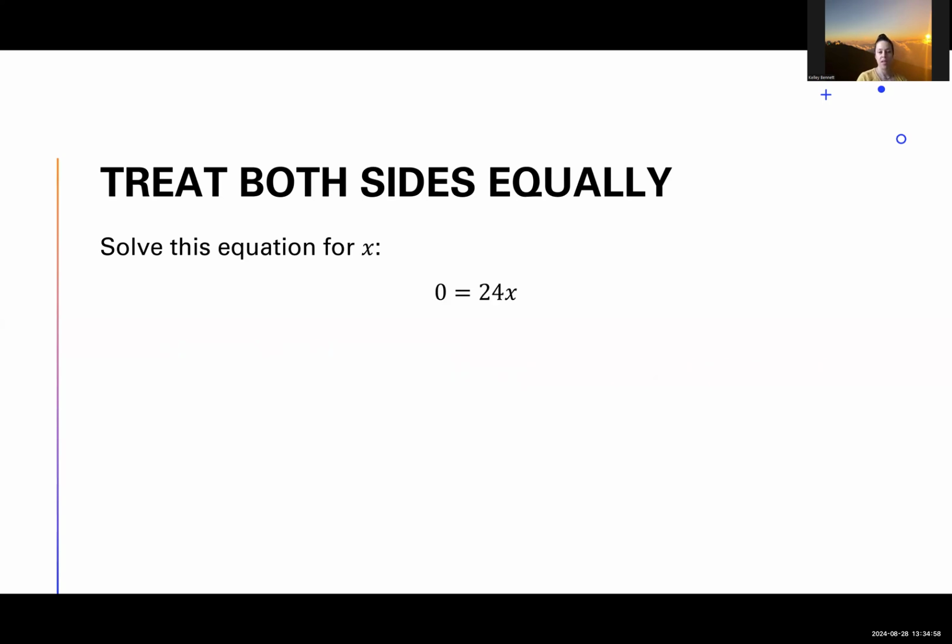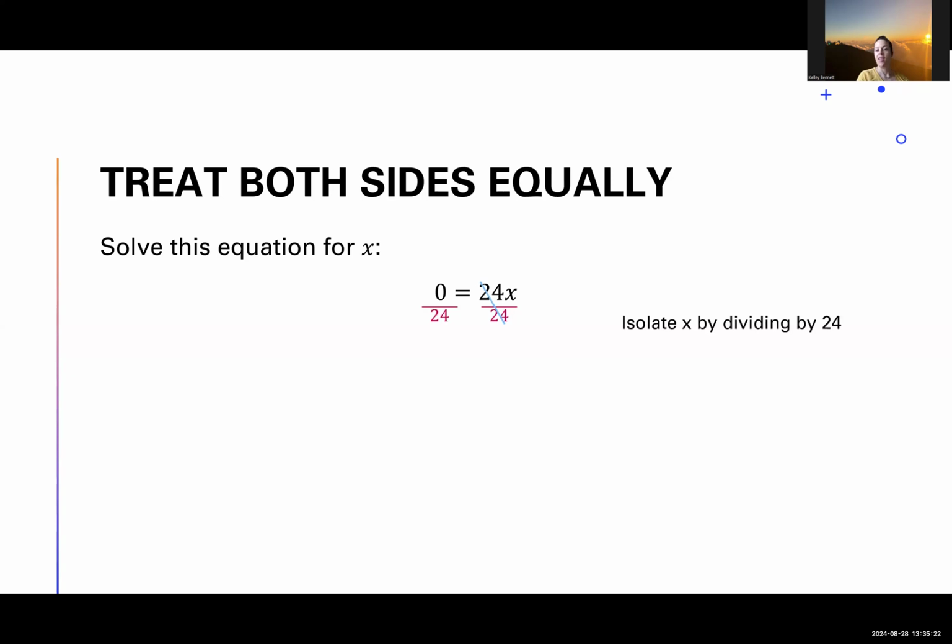We may also have the case where a multiplication or a product is equal to 0. So in this example, 0 equals 24x. We're going to apply the exact same process. I've multiplied x by 24, so in order to isolate it, I need to divide by 24, and I need to do that on both sides. On the right-hand side, the 24s will cancel. And on the left-hand side, I have 0 over a number.